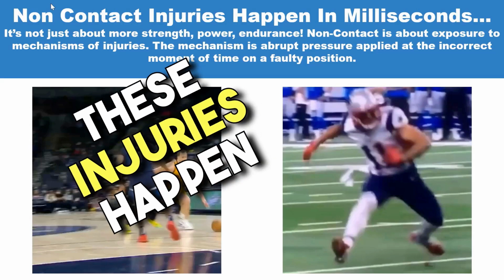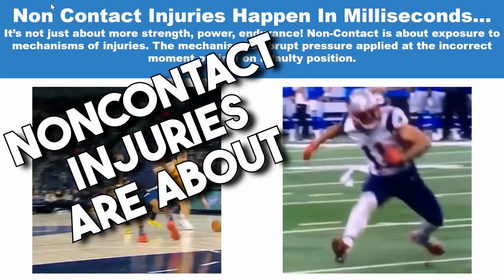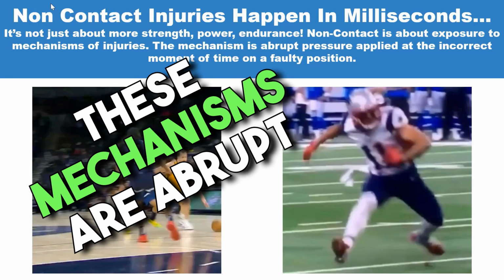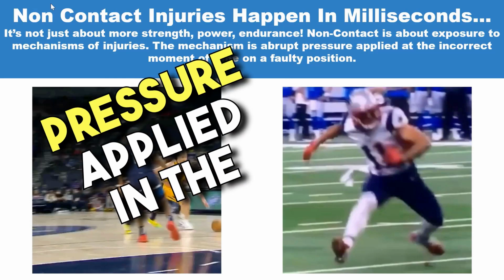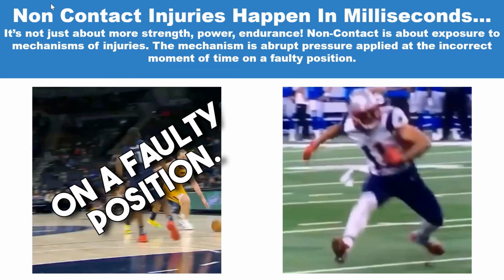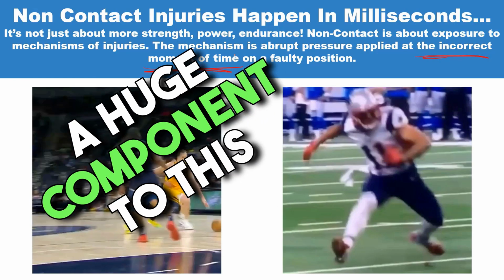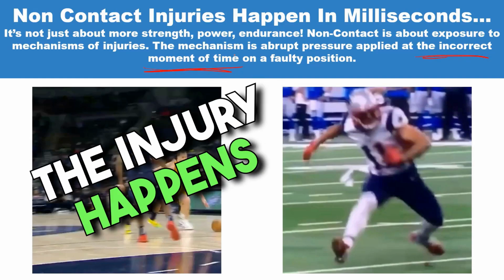These injuries happen in a millisecond. Non-contact injuries are about exposure to mechanisms of injury. These mechanisms are abrupt pressure applied in the incorrect moment of time on a faulty position. This incorrect moment of time is a huge component to this because, again, the injury happens in a millisecond.